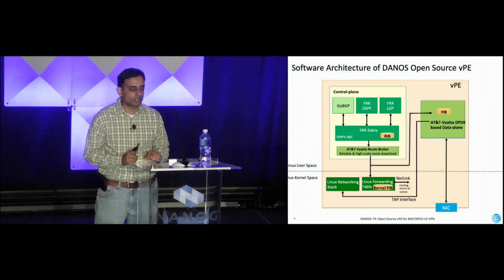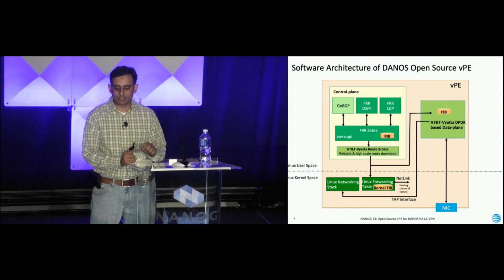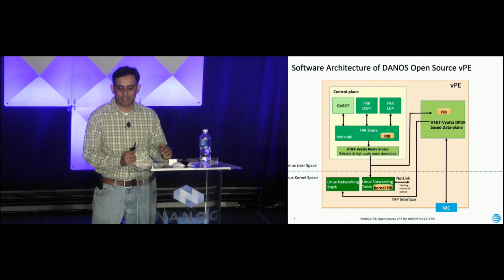This is a picture of what the VPE looks like. Both the control plane and Vyatta DPDK data plane actually run in Linux user space as Linux user space processes. In particular, in control plane, we have GoBGP, FRR OSPF, and FRR LDP running as separate processes.